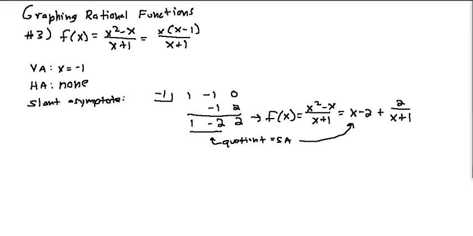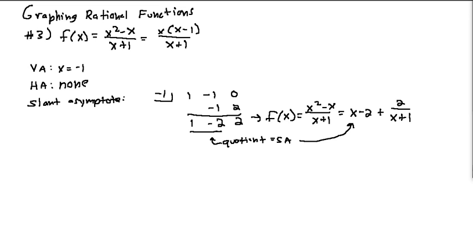You'll get slant asymptotes whenever the degree of the numerator is 1 bigger than the degree of the denominator. Which makes you wonder, and I'll let you think about this: what if the degree of the numerator was 2 greater than the denominator? Let you think about that on your own.